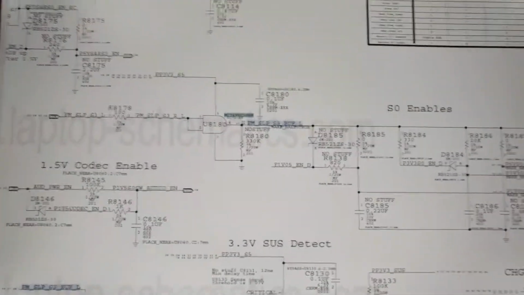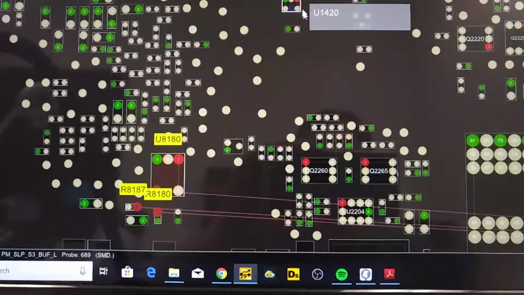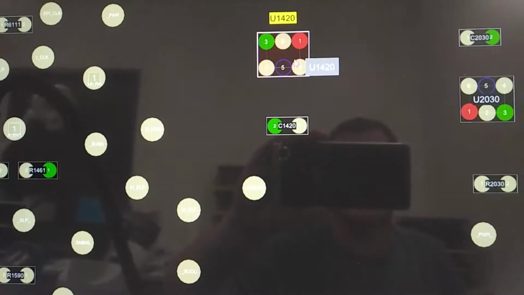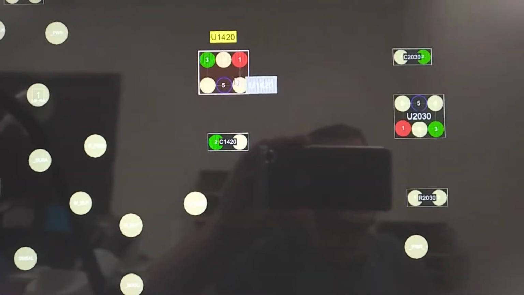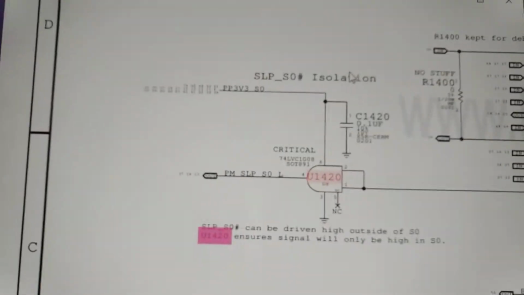Now, let's come over here to the board view. Where is it here? I was initially looking at U1420. I actually replaced this because this is the logic gate for PM Sleep SOL. Let's see, where is it? It should come up here on the PDF. Okay, so this is sleep SOL isolation.